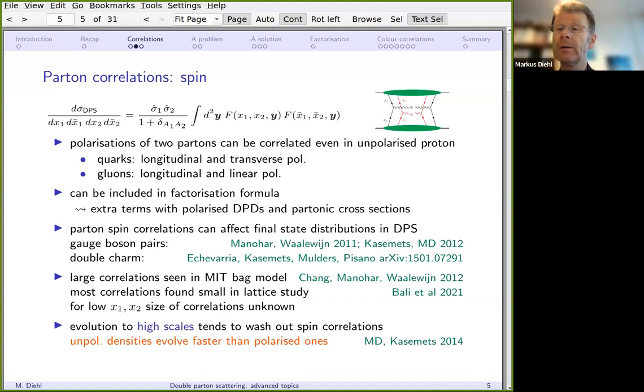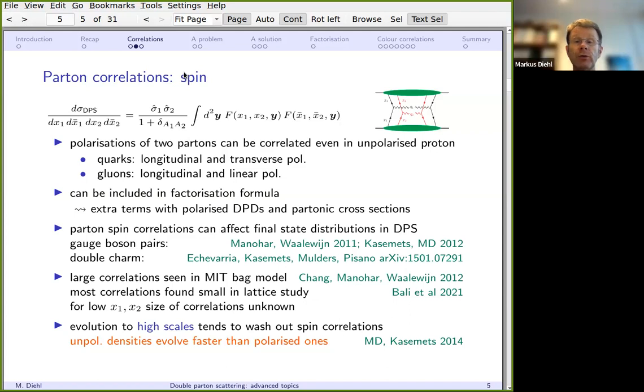Let's go to another kind of correlation, and that concerns the quantum numbers of the two partons. If you look at a single parton in an unpolarized proton, its polarization doesn't matter because of parity invariance. So in an unpolarized proton, you cannot see a polarized single parton. However, if you look at two partons coherently, then their spins can be correlated even if the proton is unpolarized. And the correlations can be in all kinds of allowed polarization states. So for quarks, you have longitudinal or transverse polarization correlations, and for the gluons, you have longitudinal or linear polarization.